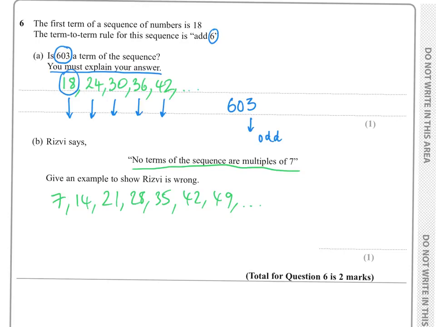Now you want to see whether there is an example to show that RISV is wrong. Well, if you compare here, you can see that 42 sticks out a mile. So 42 would be your example that you would use to show that RISV is indeed wrong.